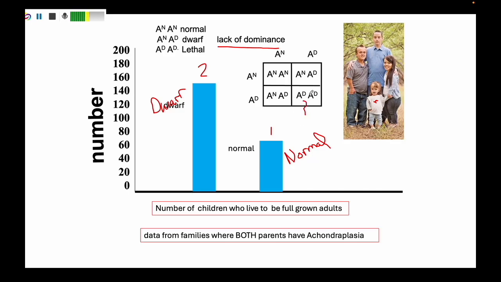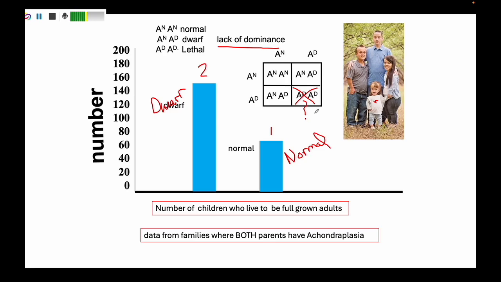When two of the achondroplasia alleles come together, what happens? Well, that's where the lethal genotype comes in. Either prior to birth or shortly after birth, there's a severe developmental effect of being homozygous for the abnormal allele, and those children never continue to live and never reach an adult height. So we see a 2-to-1 ratio in this condition.